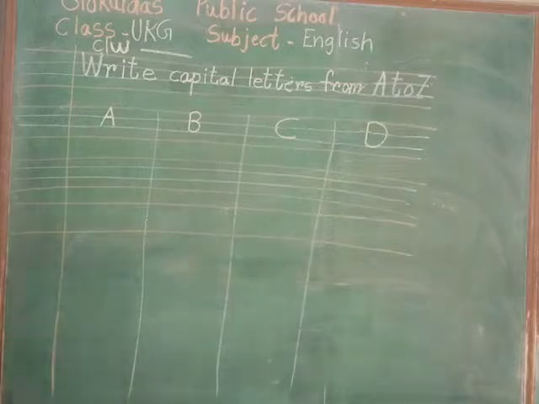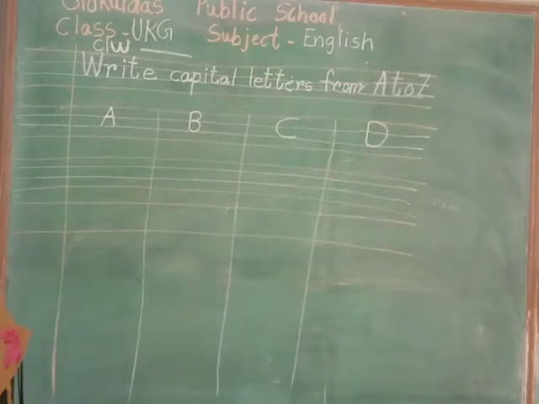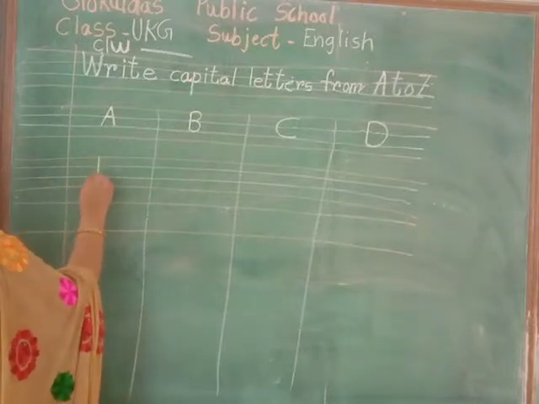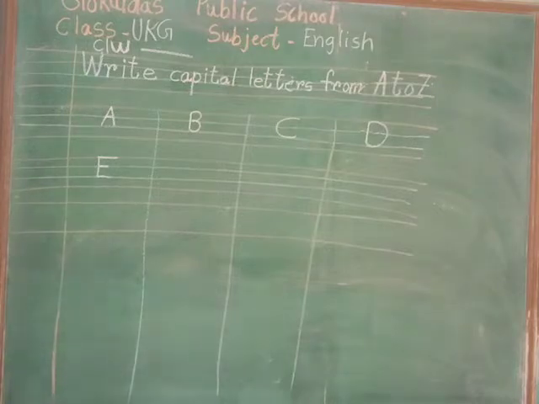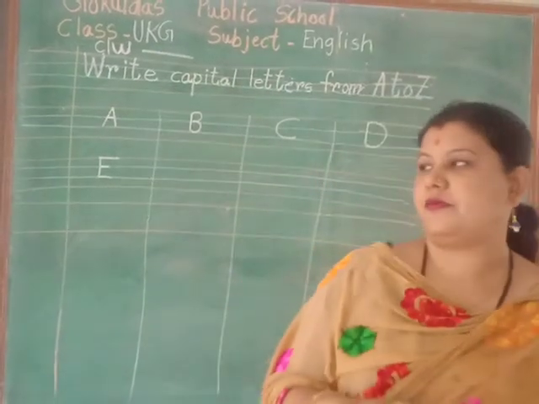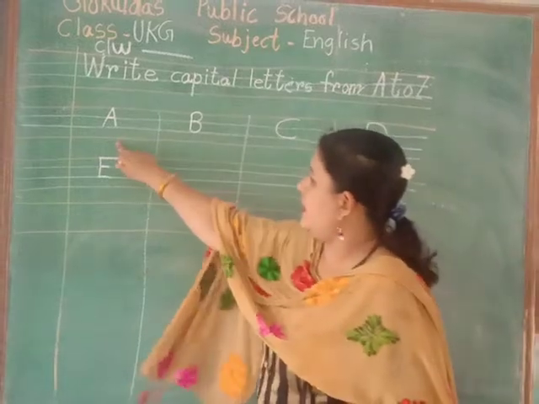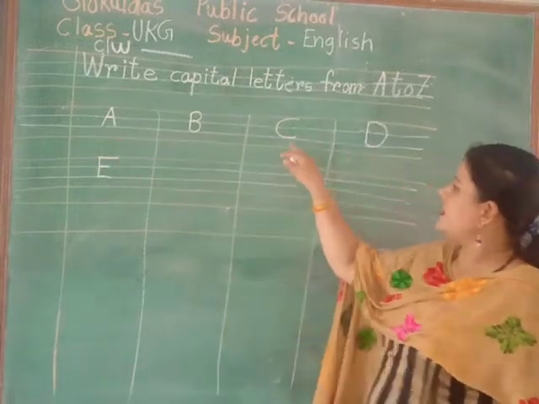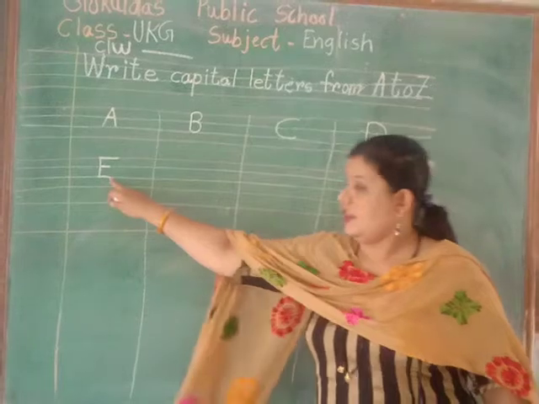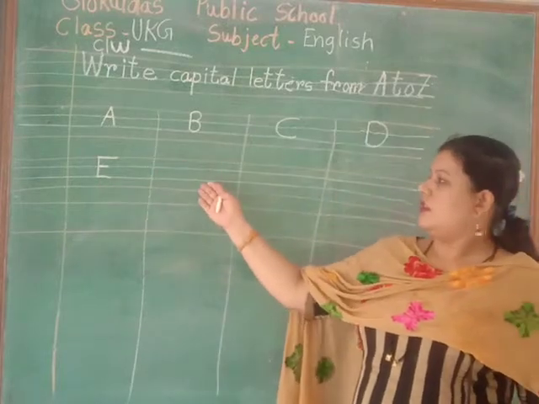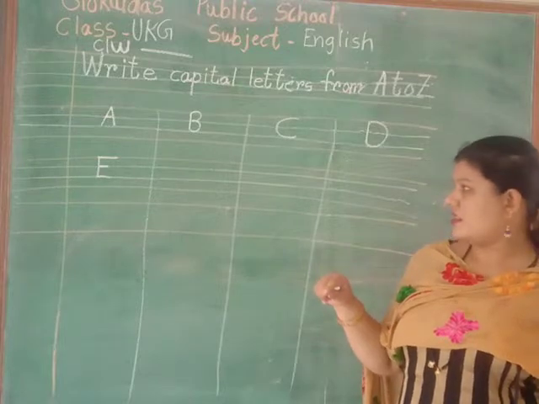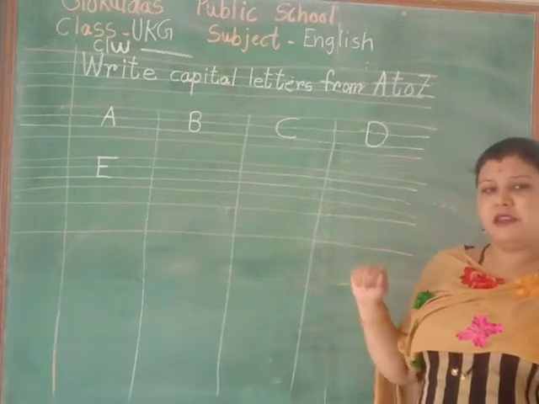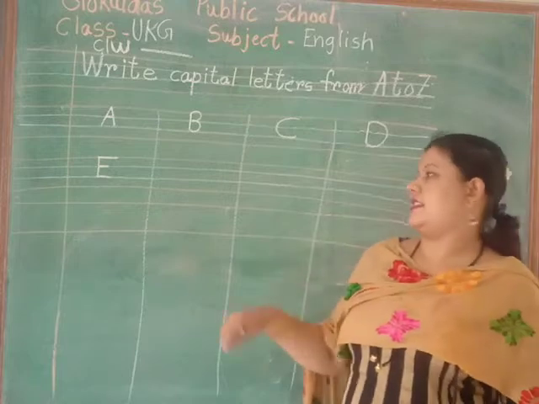After D, which letter will come? Capital letter E. Right here, E. Say and write E. Repeat after me. A, B, C, D, E. Then, which letter will come here? G, H, C, D, B. Which letter will come here? Yes.